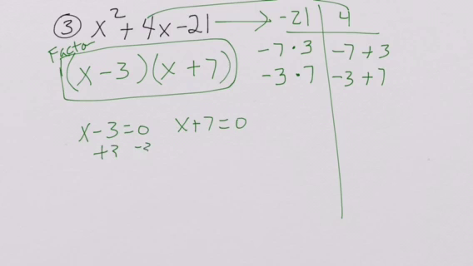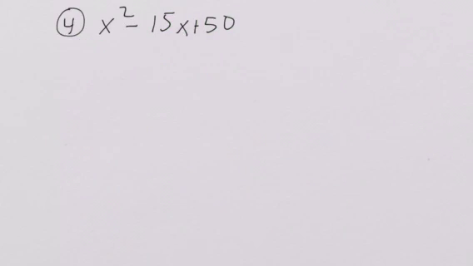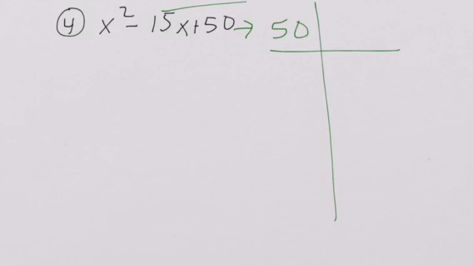Do my zero pairing. So x is equal to 3, and x is equal to negative 7. So our solution set would be negative 7, 3. All right, last one, factor T chart. We're going to go ahead and slide our 50 in, take our negative 15, and we're looking for factors of 50.